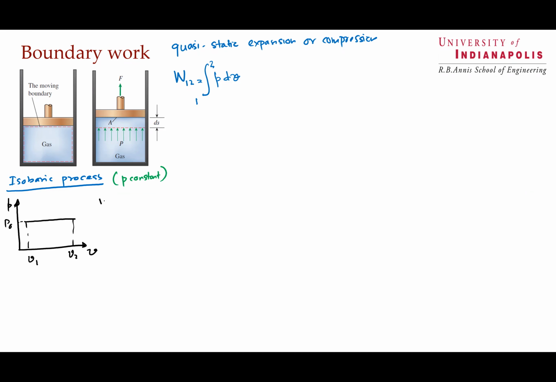And if you find the boundary work from 1 to 2, the integral from 1 to 2 of P dV, you can put the constant pressure P naught outside, so integral 1 to 2 dV is equal to P naught times (V2 minus V1). That's for an isobaric process, or constant pressure process.